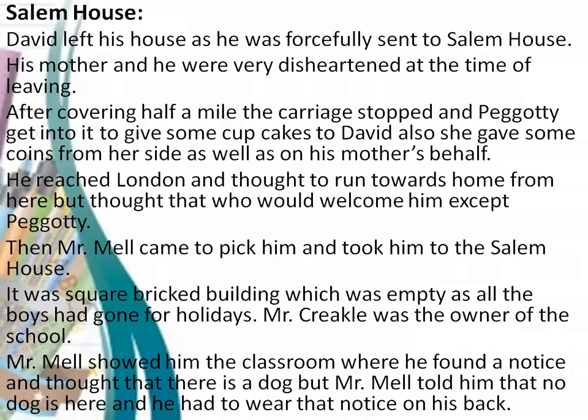He reached London and thought to run towards home from there, but thought that who would welcome him except Peggotty. He was waiting there for Mr. Mell, who would come and take David to Salem House. But before Mr. Mell came, there was some time for David to stay there. So he was thinking, why should I not go back home, but he thought that nobody would welcome him there because his mother was under the pressure of Mr. Murdstone. Obviously Mr. Murdstone was not very kind with him. Miss Murdstone was also a very cross-looking lady, so she was also not willing to keep David at home.